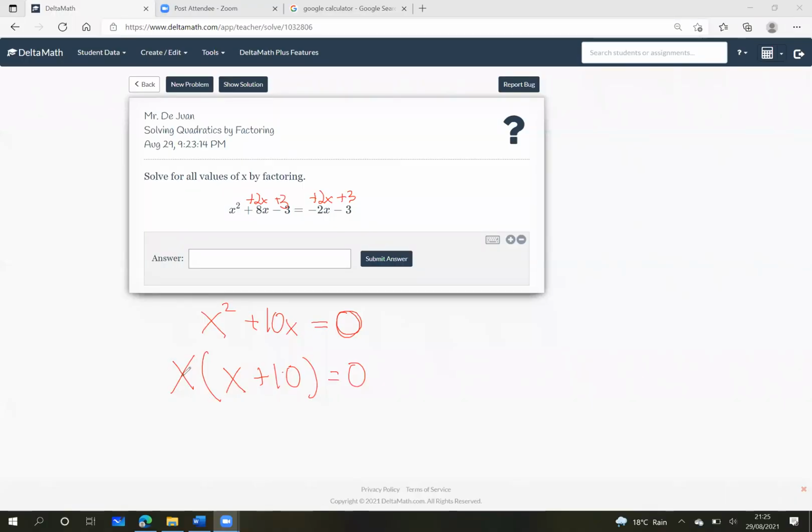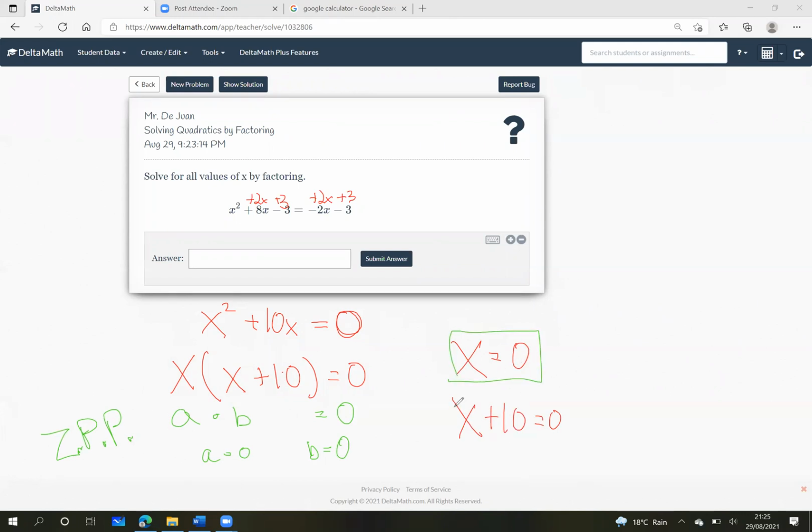Remember that if we have two factors, we're going to need to separate them. Remember the zero product property: term A times term B must be equal to 0. Therefore, A must be equal to 0 or B must be equal to 0. Zero product property, everyone. This is a big concept. We did it last year and we're doing it again. So x needs to be equal to 0 and x plus 10 needs to be equal to 0.